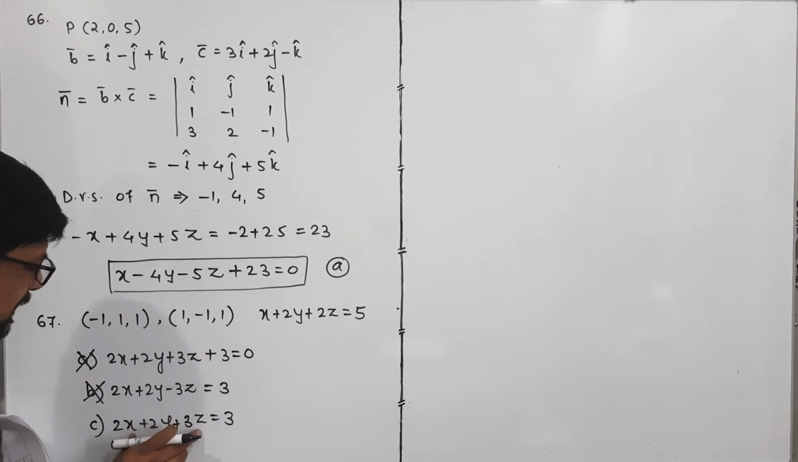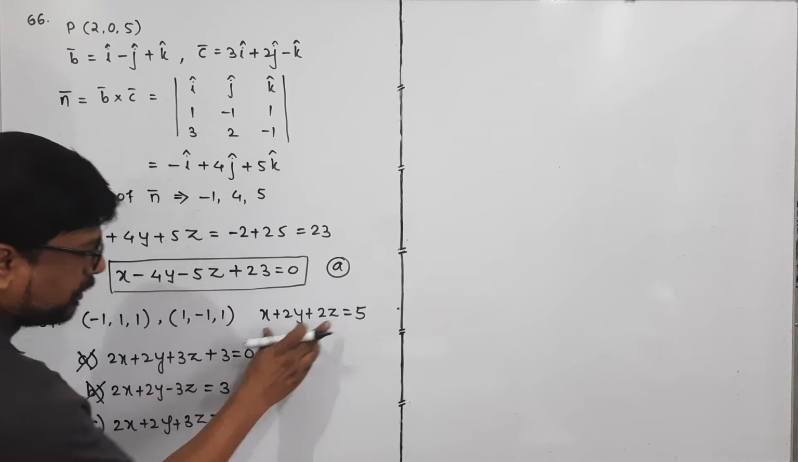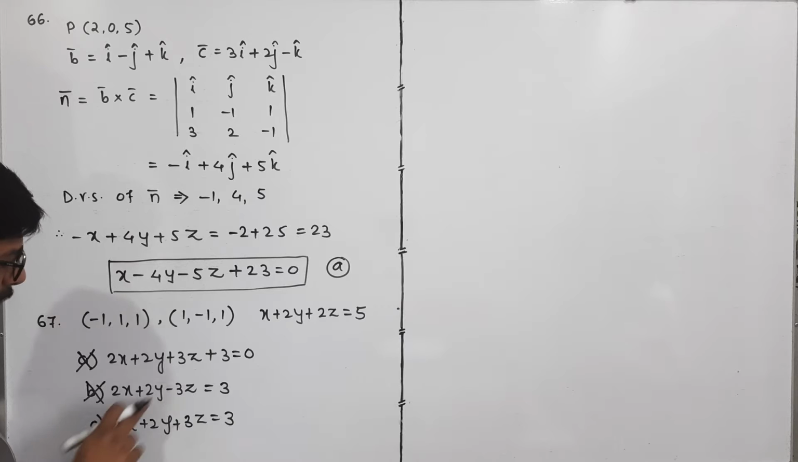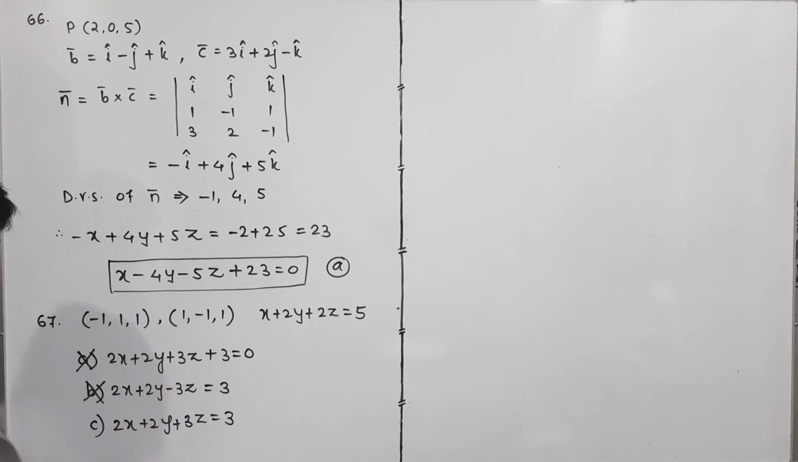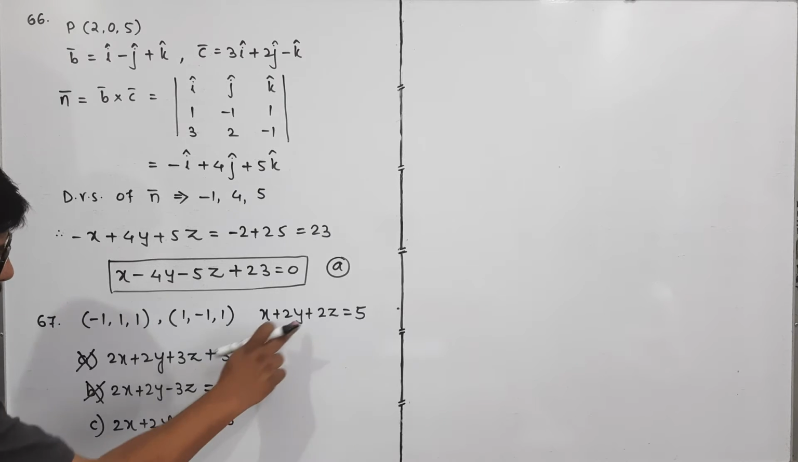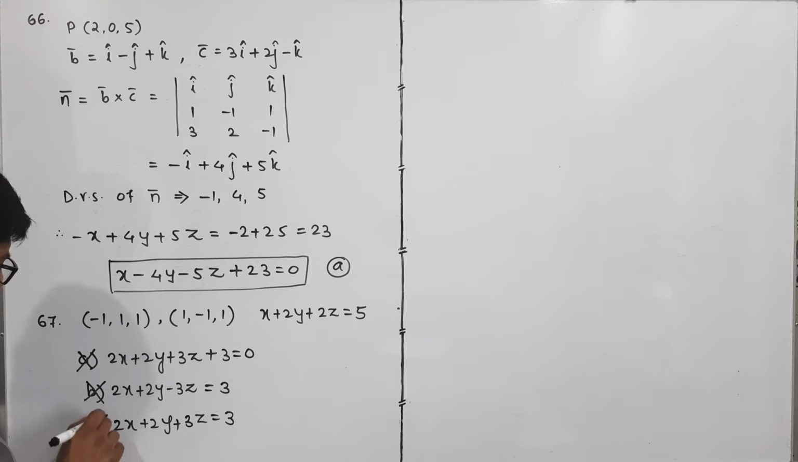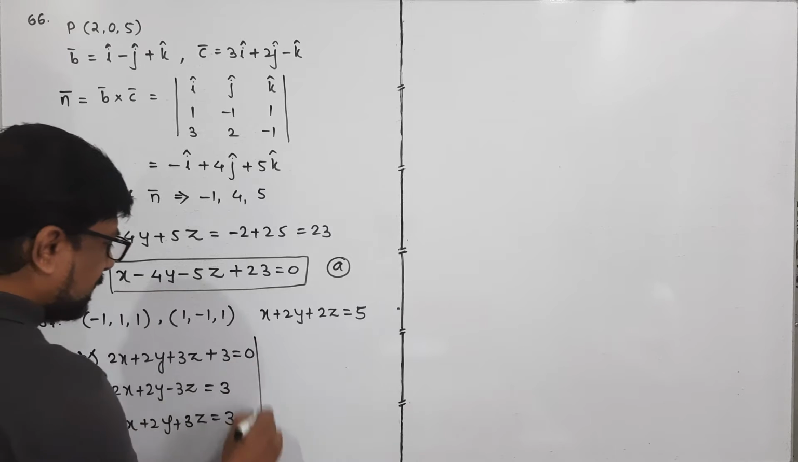Now check whether it is perpendicular to this one or not. Means the dot product of coefficients of x, y, z must be 0. Means it is 2 plus 4 plus 6. It is not 0 means option C is also not correct. Now check for option D.